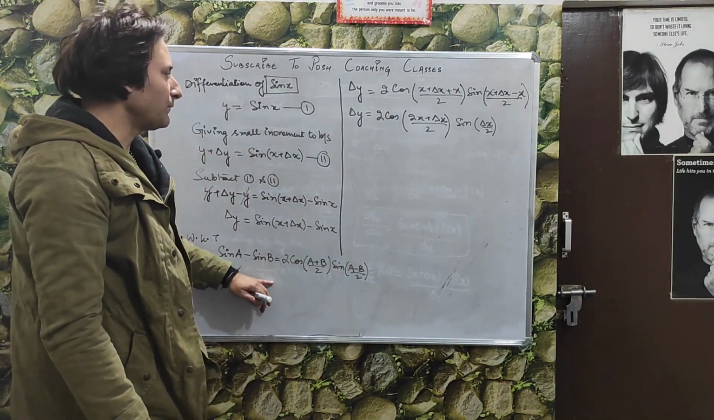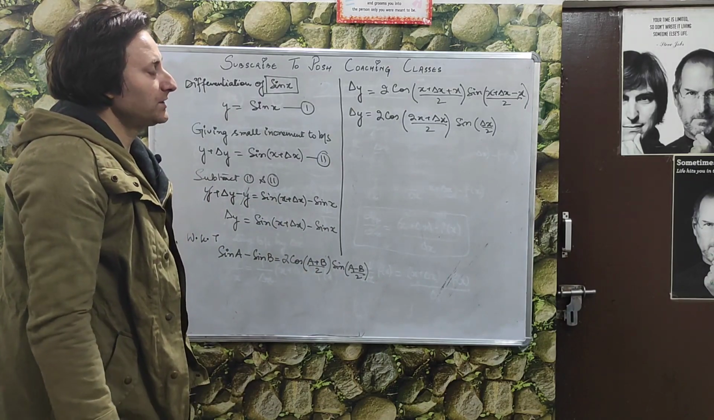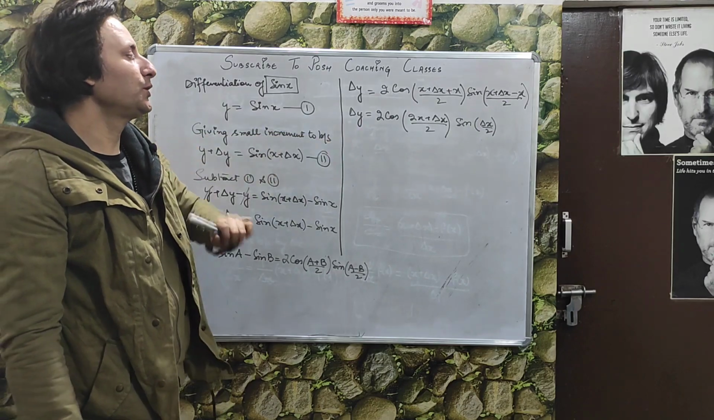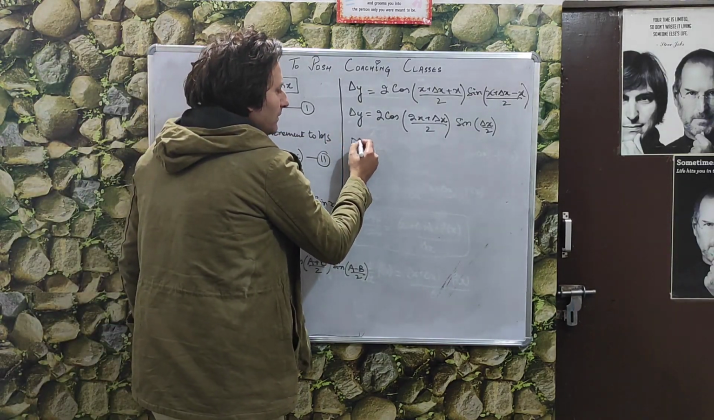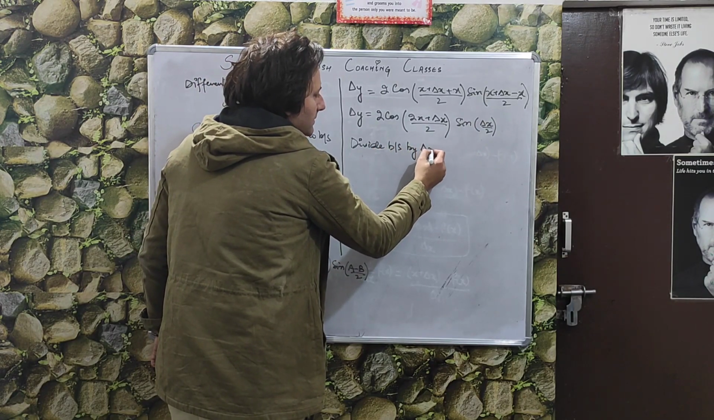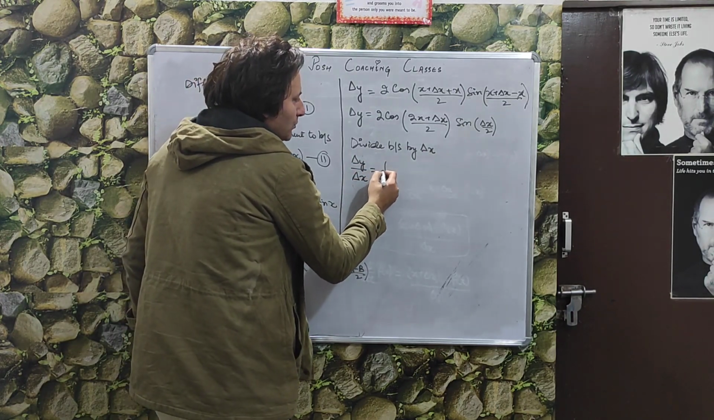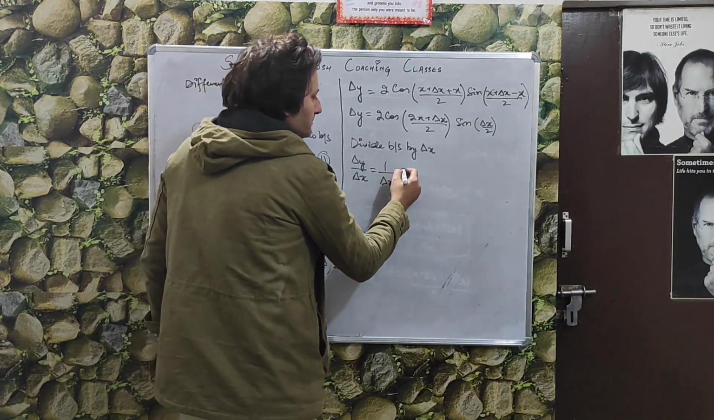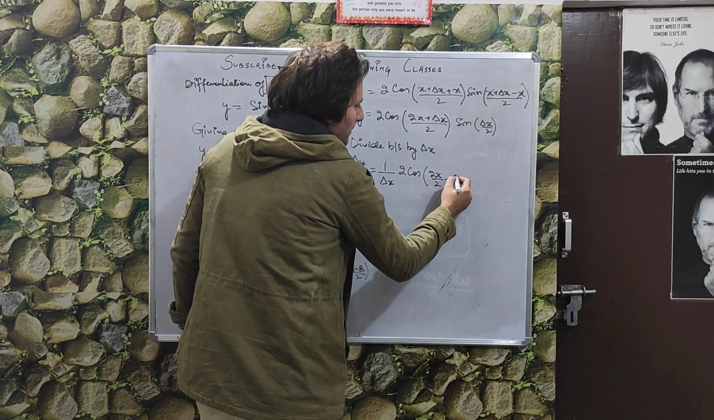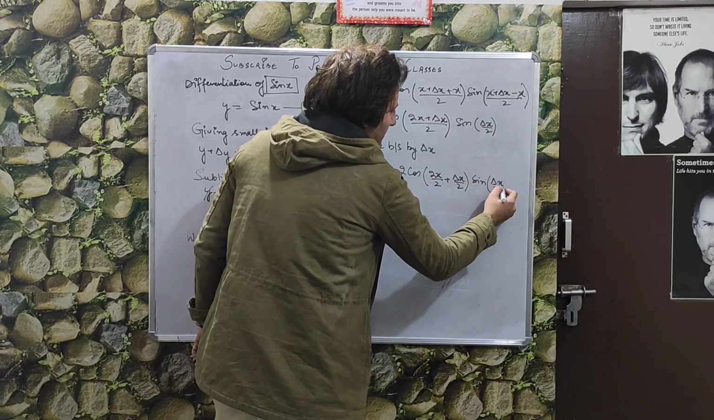That means we have used the formula, and gone as far as we could. Now what is left? The leftover thing is delta x, because we have delta y but we don't have delta x. So what will we do? We will divide both sides by delta x. So it becomes delta y upon delta x is equal to 1 upon delta x twice cos (2x upon 2 plus delta x upon 2) sine (delta x upon 2).